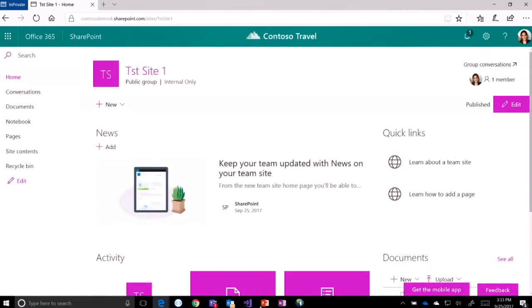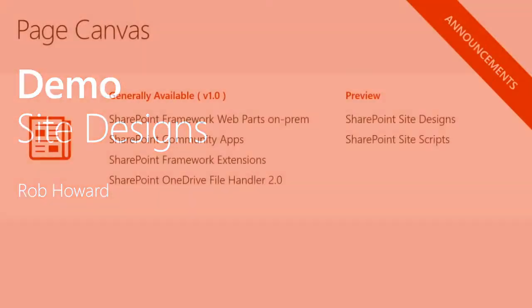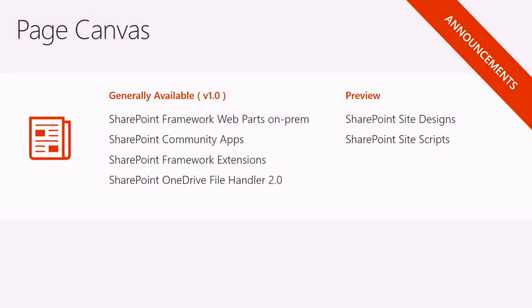Sean Squires is going to do a talk later in the week that will dive into that. I think we've got it on here. There are quite a few new things coming in the page canvas. SharePoint Framework web parts are now supported on-prem through Feature Pack 2. SharePoint community apps are coming out. Check those out later in the week. This is taking these SharePoint technologies and showing you how to build them into common business app scenarios.